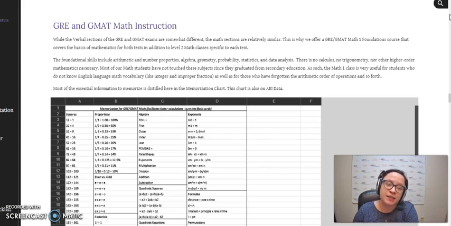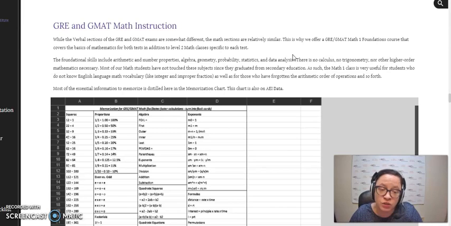It covers the basics of mathematics for both tests, in addition to the level 2 math classes that are separate and specific to each test. So the foundational skills are going to include arithmetic and number properties, algebra, geometry, probability, statistics, and data analysis. There's no calculus, no trigonometry, nor other higher order mathematics necessary.